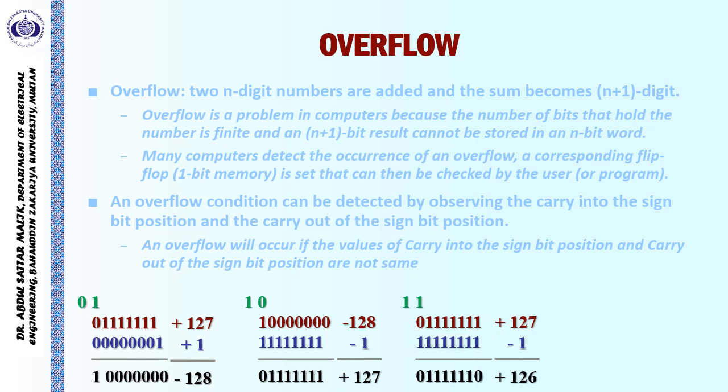But if we take these two numbers as signed numbers, the first number is +127, the second number is -1. Although there is a carry which is indicating an unsigned out of range result, since the carry into the most significant bit and the carry out of the most significant bit are the same, the sum result is +126, which is a valid signed range result.